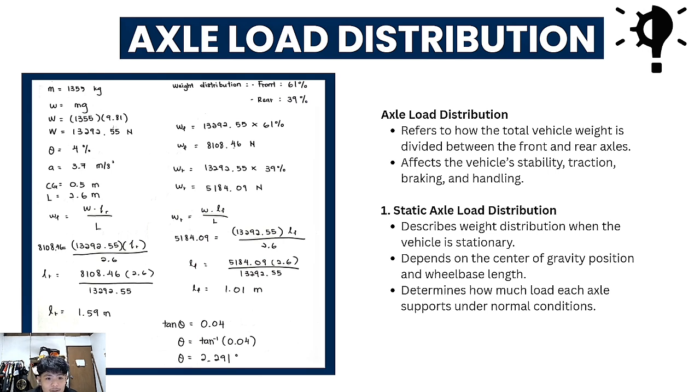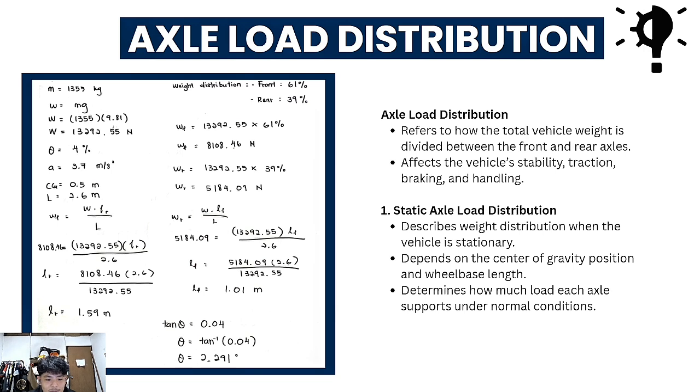So we find the WF. The formula for WF is W times LR per L. For the answer, we get that LR is 1.59 meter, and for LF we also get 1.01 meter.